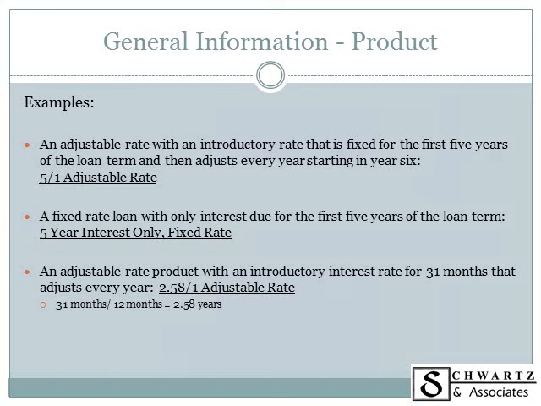And last, an adjustable rate product with an introductory interest rate for 31 months that adjusts every year. And this is going to be reflected as a 2.58 1 year adjustable rate loan. And the regulation states if it's not a full year, then you have to show it with a number followed by the decimal of how the additional months calculates into that full year term. So it's a little bit different in the way they say it has to be shown.